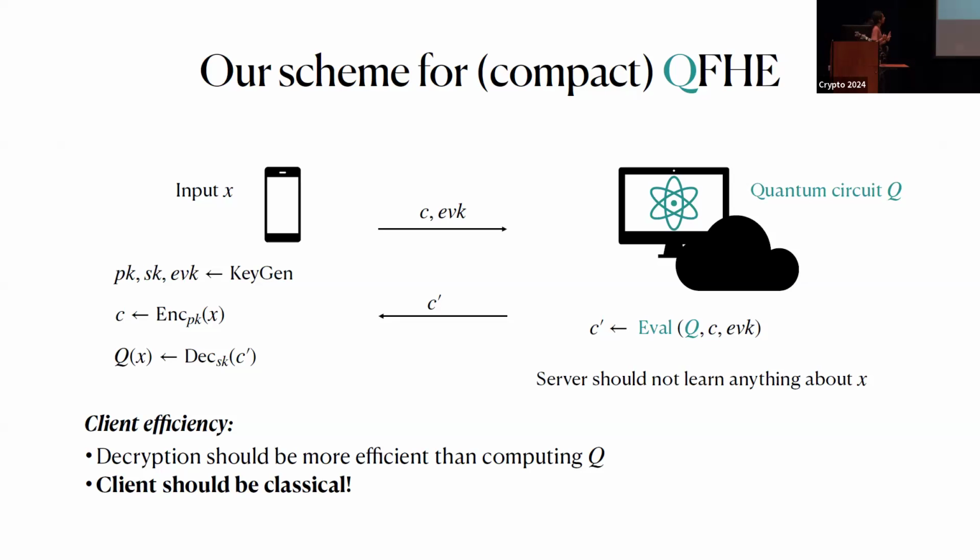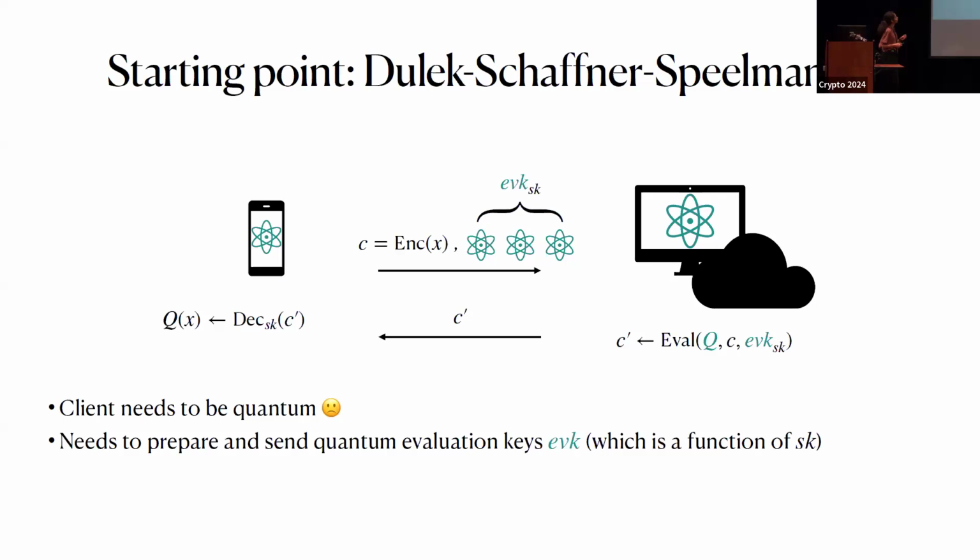Okay, so for the rest of the talk, let's go back to the compact version, and I'll try to give a high-level overview of how our scheme works. The starting point is this really nice work by Dulac, Schaffner, and Spielman. Recall that their client needed to be quantum. Why is that? Even though the encryption and decryption procedures were totally classical, the key generation had to be quantum because the client had to prepare these quantum evaluation keys to send to the server so that the server could carry out this evaluation algorithm.